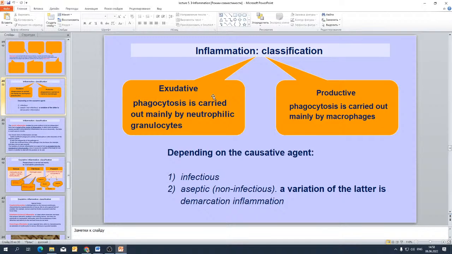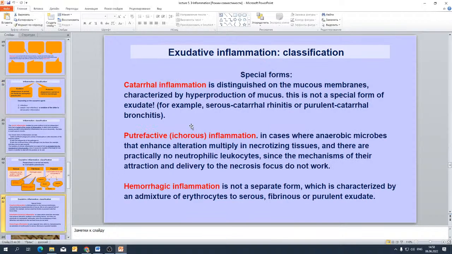Depending on the causative agent, the first is infectious, the second is aseptic, non-infectious. A variation of the latter is demarcation inflammation. For example, I have discussed surgery material, such as a surgical suture, which causes aseptic, non-infectious inflammation. For example, in infarction of the heart, demarcation inflammation may form. And then I show the next picture: special forms of exudative inflammation.